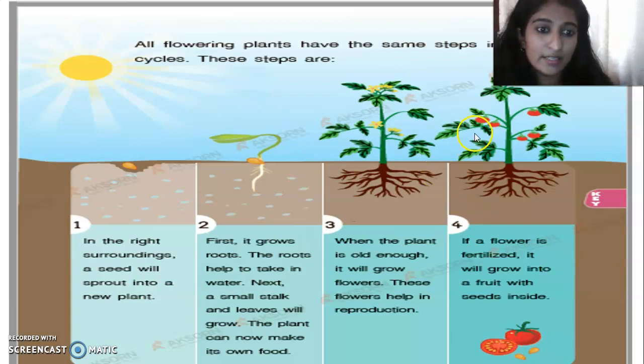You can see the tomato. This is a tomato plant. You can see the tomatoes here. This is the fruit. Inside the tomato we have the seeds. Again the seeds will sprout, the plant grows and will get flowers and fruits. This is a cyclic change. These steps are the same for all flowering plants.